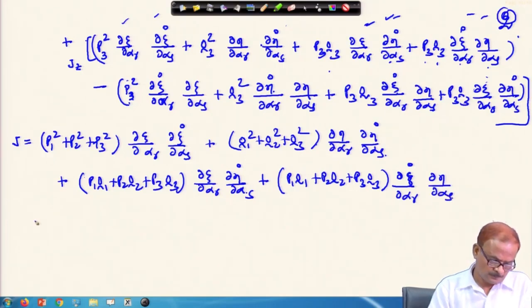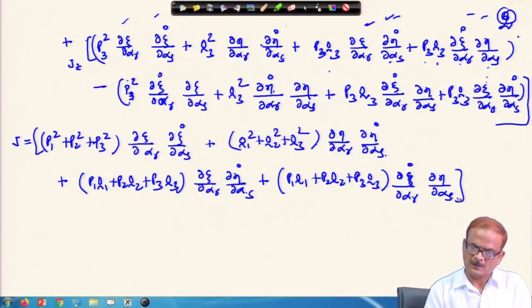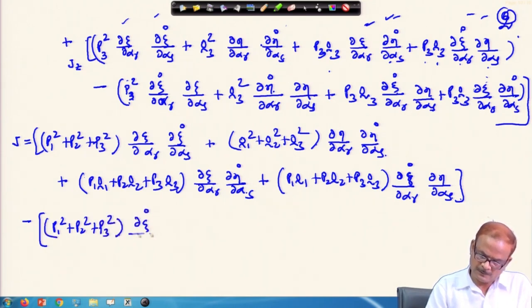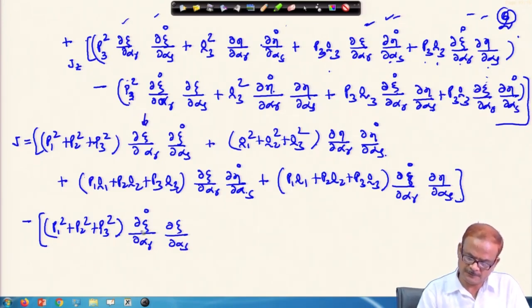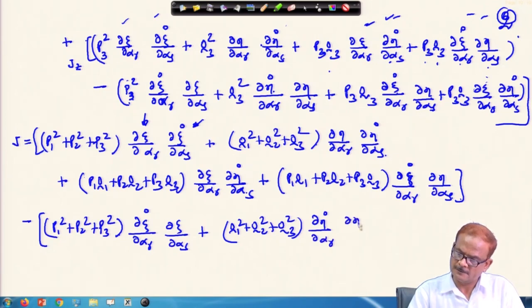The other term will come with the whole thing in the bracket with a minus sign, P1 square, P2 square, P3 square. You can see that here this dot was not there, so here the dot is appearing; here the dot was there, so the dot is getting removed from that place. It is just a repetition with an exchange of the dot. So, Q1 square, Q2 square, Q3 square times dou eta dot by dou alpha r, and then plus P1 Q1 plus P2 Q2 plus P3 Q3 times dou xi by dou alpha r times dou eta by dou alpha s.